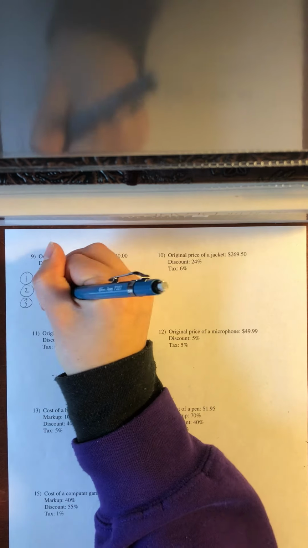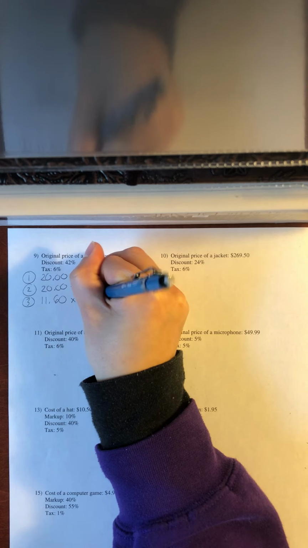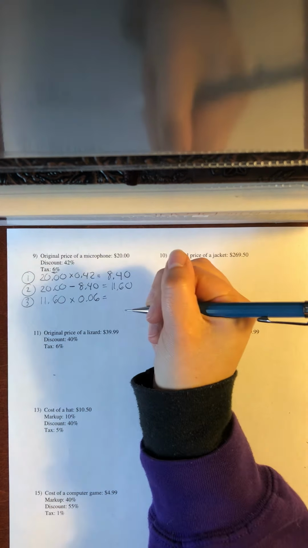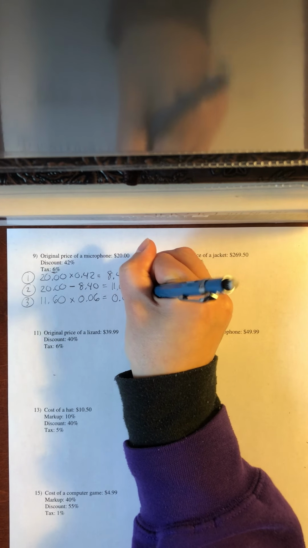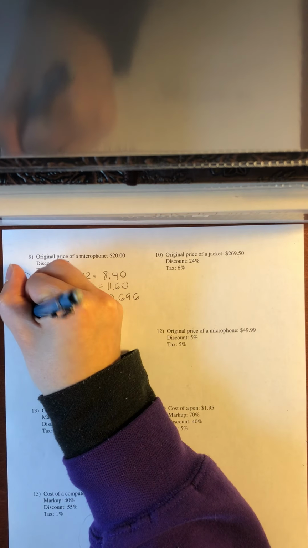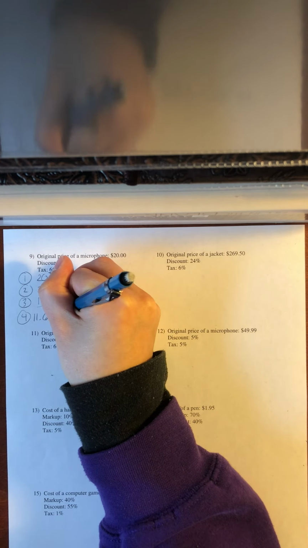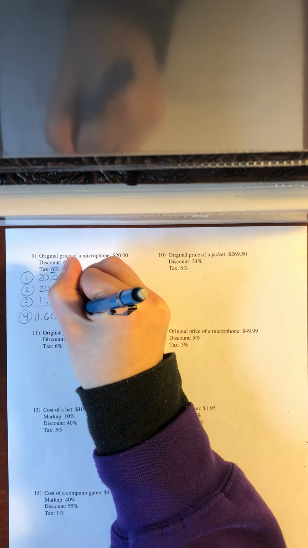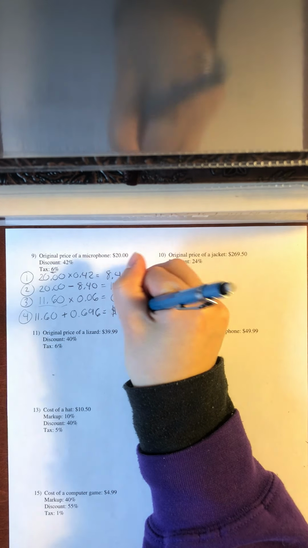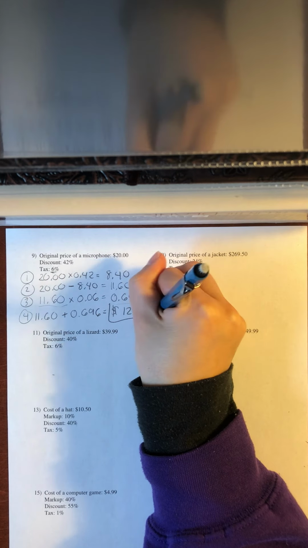Step 3, now we have to find the tax on the new cost of the microphone, so $11.60. Finding the tax, 0.06, that's 6%. That's 0.696. So now we have to take the cost of the microphone, 11.60, and we have to add that tax of 0.696. And when rounded off, that is $12.30.